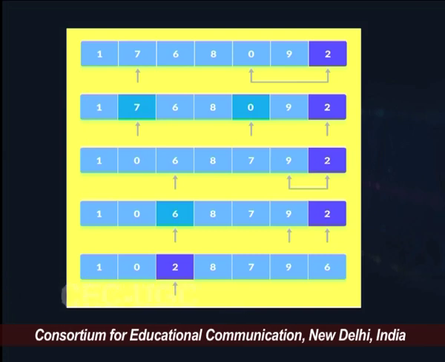So this step we are going to repeat, and at the last step, if you can see, the array is 1 0 2 8 7 9 6. This indicates that the element 2, which is the pivot, is at its right position. 1 and 0 are on the left, all elements less than the pivot, though unsorted, and 8 7 9 6 are all elements greater than the pivot on the right side, obviously in unsorted form.